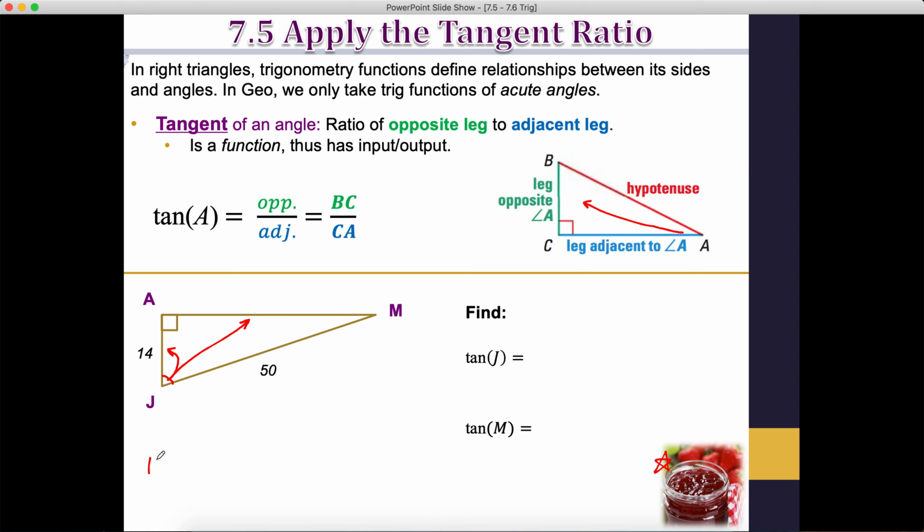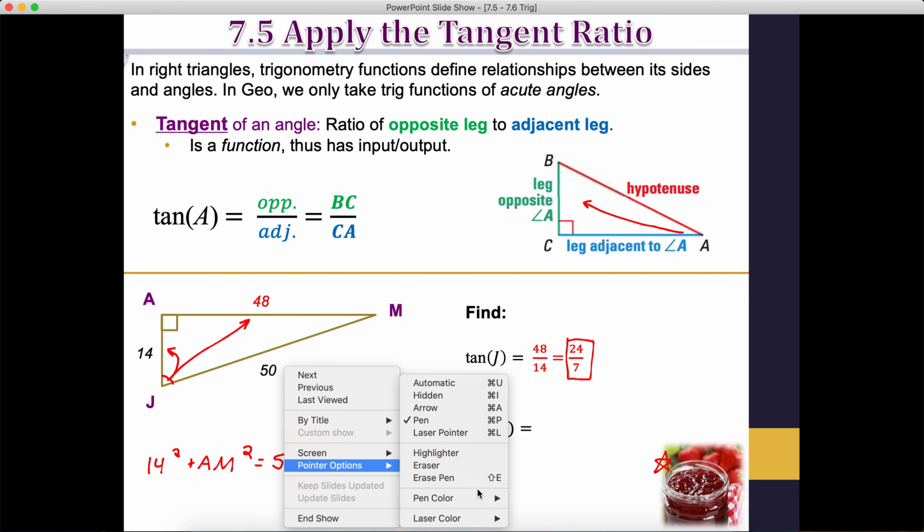So what I could do is the Pythagorean theorem and say 14 squared plus AM squared is equal to the hypotenuse squared, 50 squared. I did this ahead of time, so I know it's 48. So if I were to set up this ratio of opposite over adjacent with J, that tells me that it is 48 over 14, the opposite over adjacent, and then we can simplify that. They're both even, so they both have a common factor of 2. We reduce it to 24 over 7. Cool beans. No problem. Easy peasy.